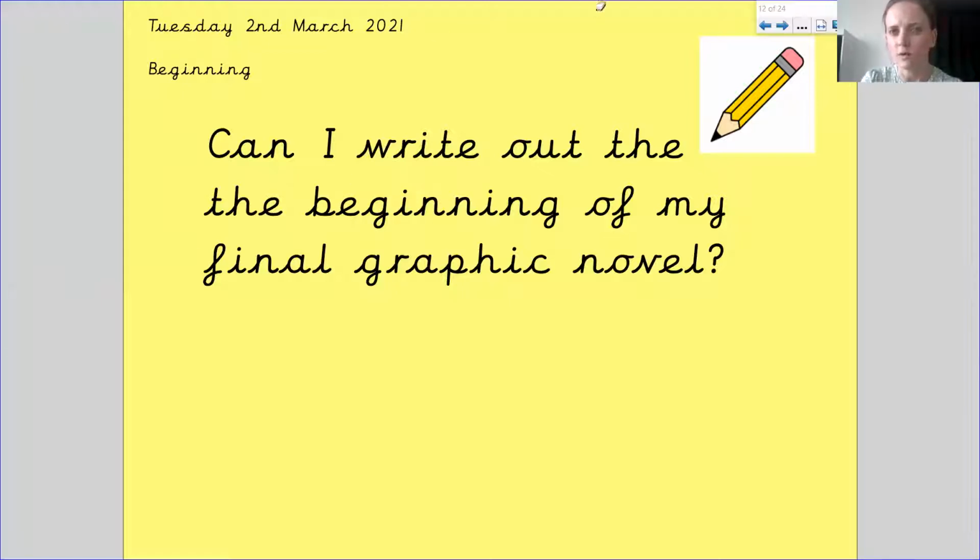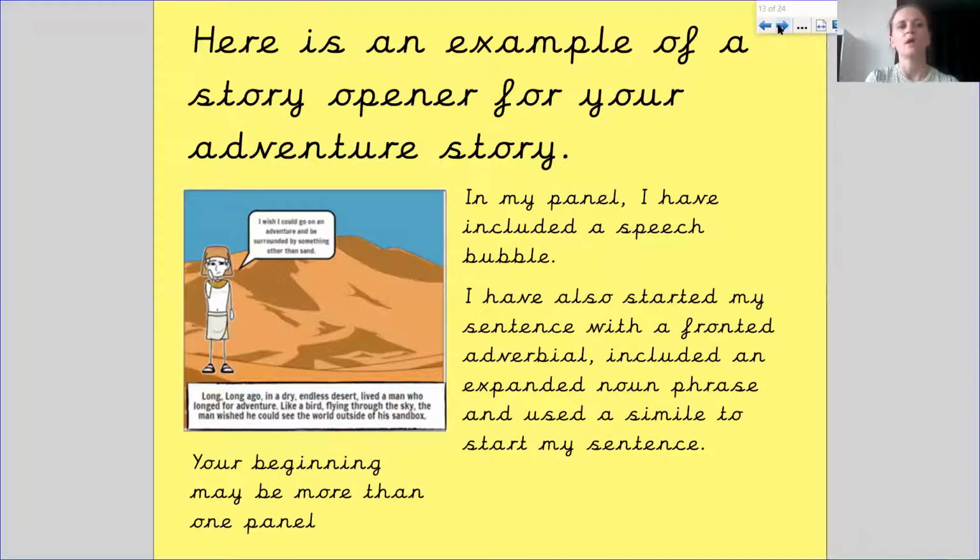So let me move my page across. Right, here is an example of a story opener for your adventure story. Now, this is an adventure story that I created. And in my panel, you can see I have included a speech bubble. I have also started my sentence with a fronted adverbial. I've included an expanded noun phrase, and I've used a simile, but to start my sentence off. So let's have a look at it.